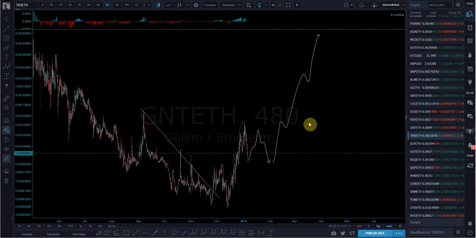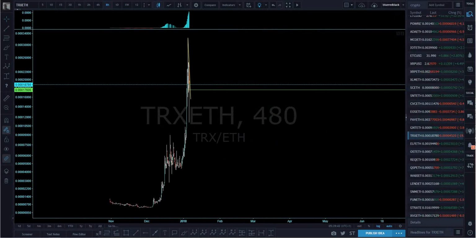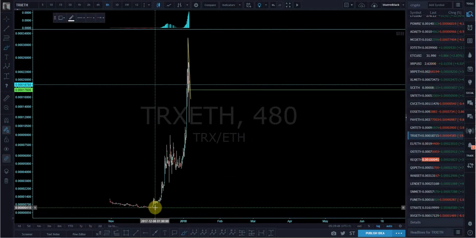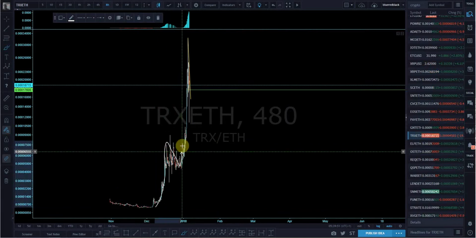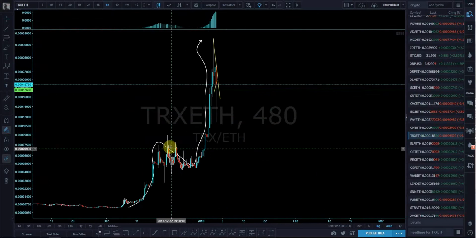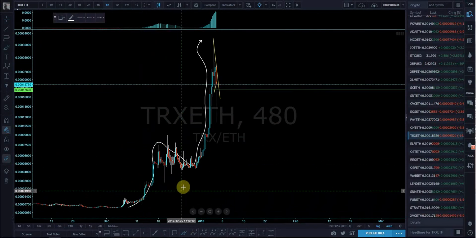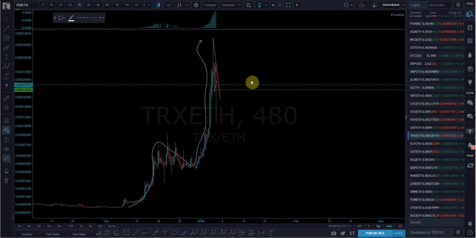Tron, everybody loves this one. It never fails, only like 10% of the time, maybe a little more than that. But yeah, move up, you have a pullback, and you get another move up. Pullbacks can get really choppy, but always remember when you have a move up, then sideways, you're going to get another move up. Let's look at the lower time frame on this.